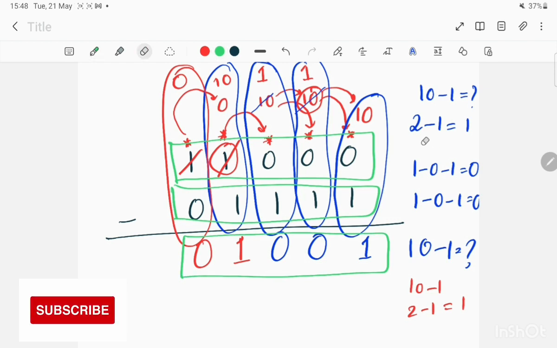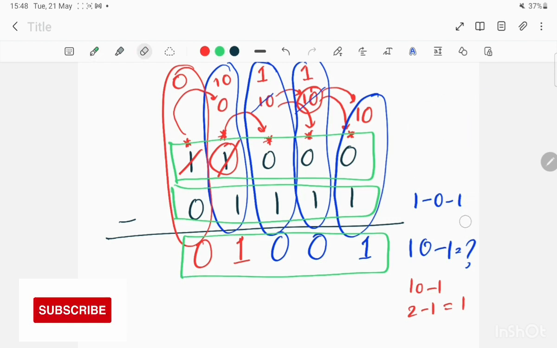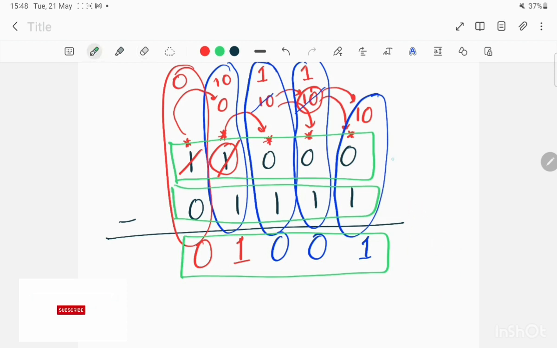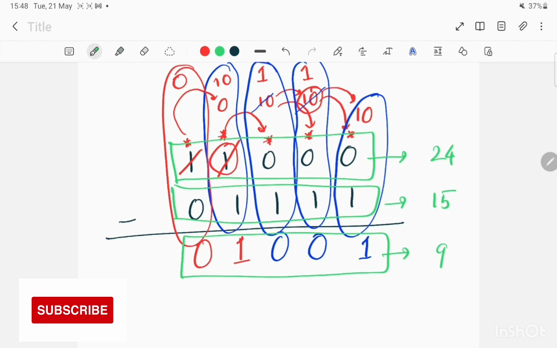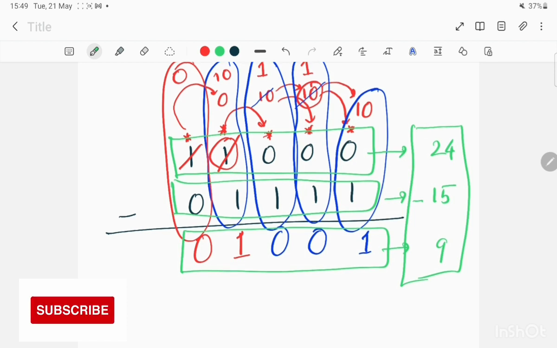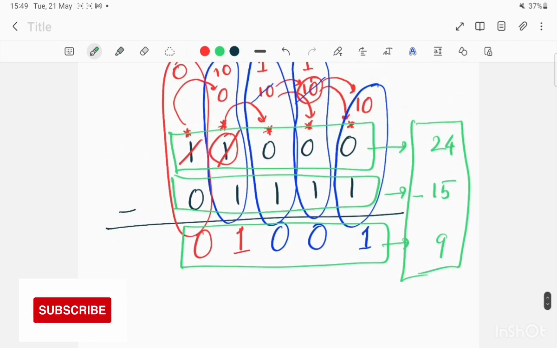If you want to verify it, you can do it. I will just quickly tell you, this is equal to 24, which we have already done, and this is equal to 15, and the result is equal to 9. I will leave it for you to verify, and it should be 24 minus 15 equal to 9. These are some examples of binary subtraction.